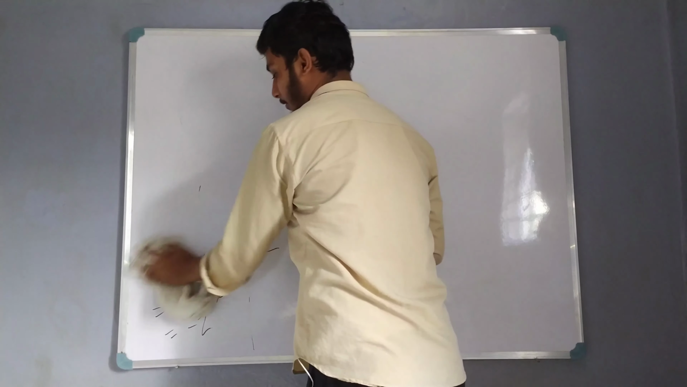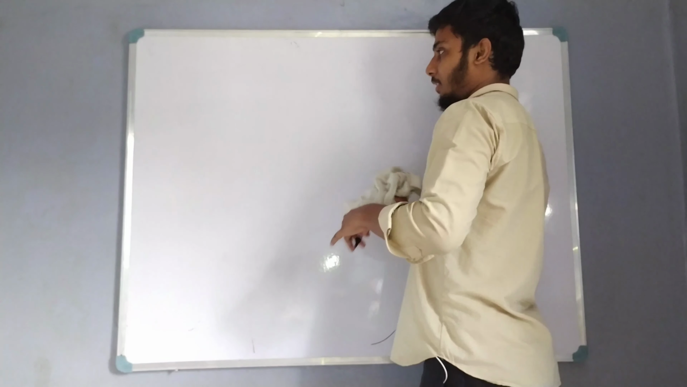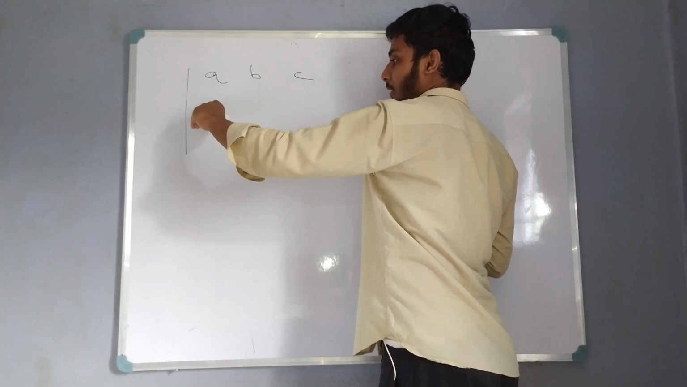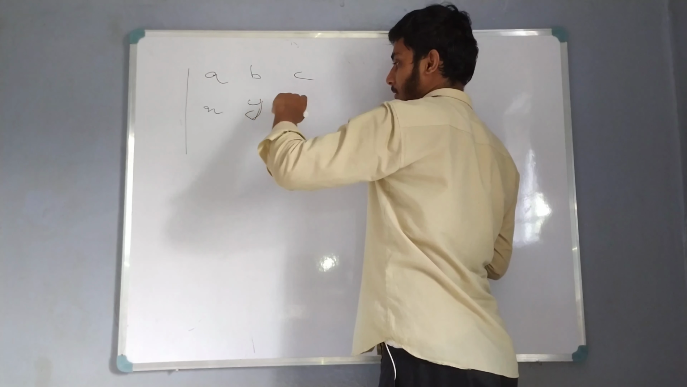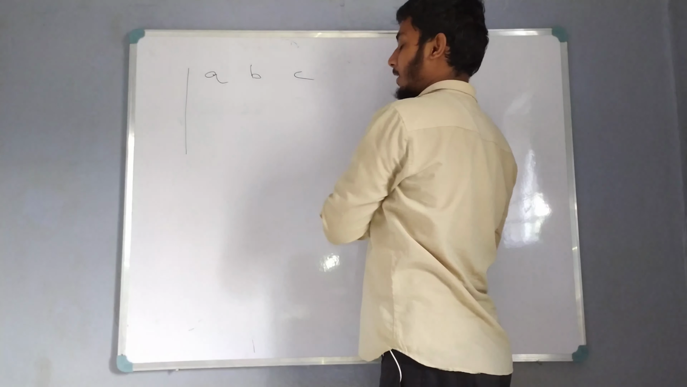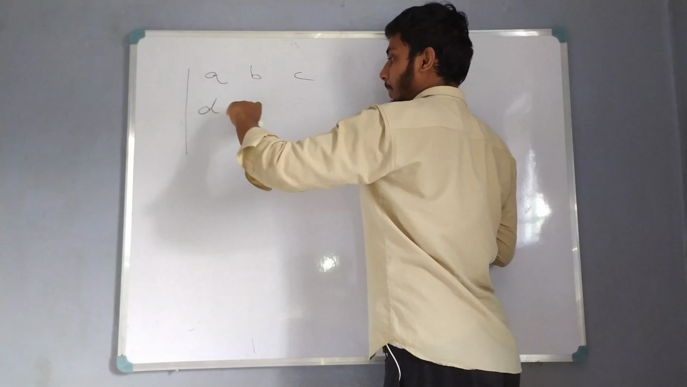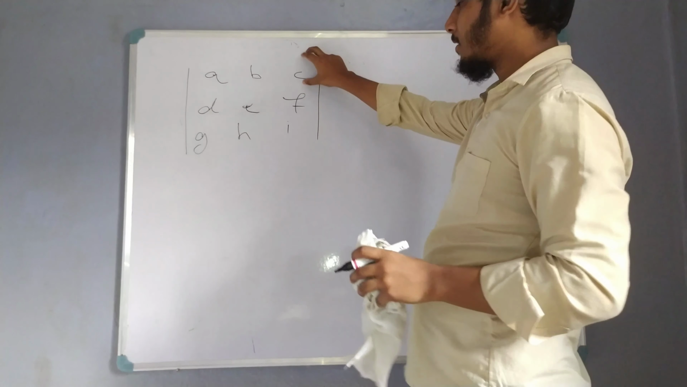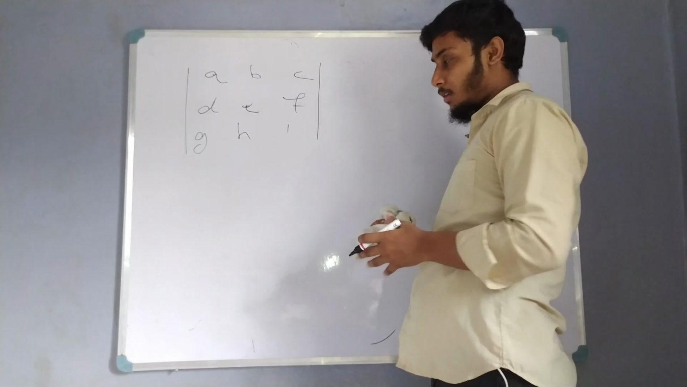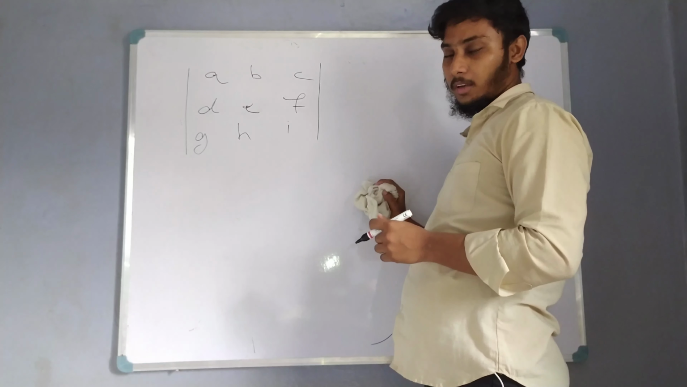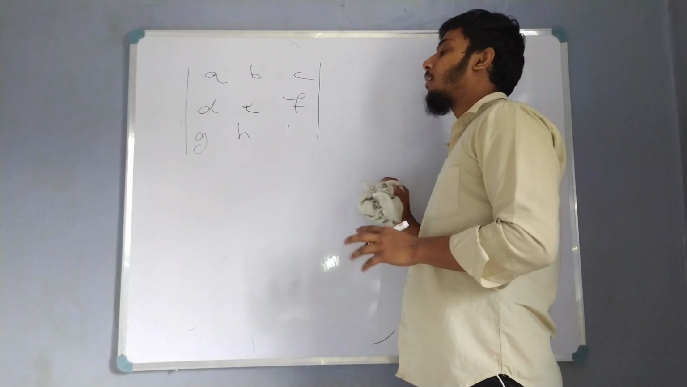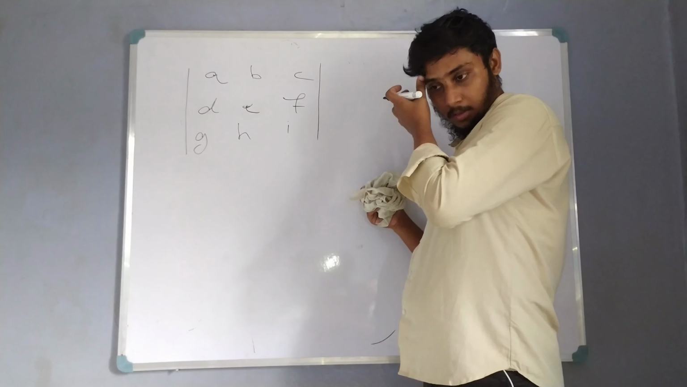Similarly, a determinant can be of third order. For example, it will look like a, b, c, d, e, f, g, h, i. So you can see here there are 3 rows and 3 columns, so it will be a determinant of order 3. Now the question is how to expand this 3 cross 3 or third order determinant.